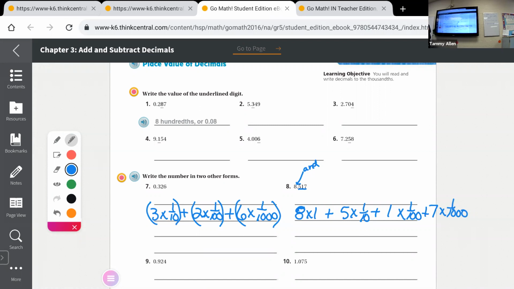Notice I'm not saying 0 and. If there's just a 0 in front of the decimal point, we don't need to do the 0 and business. It's just 924 thousandths. 9 times 1/10 plus 2 times 1/100 plus 4 times 1/1,000. Questions on that one? Again, make sure you're making corrections.